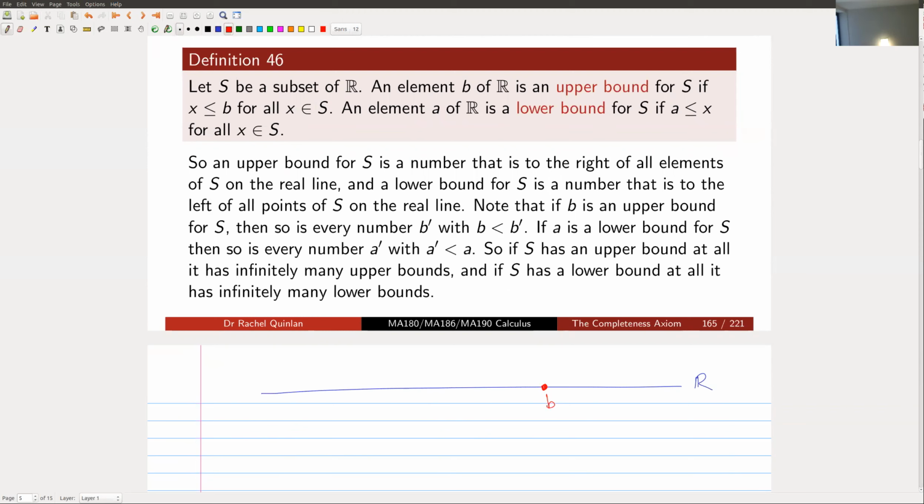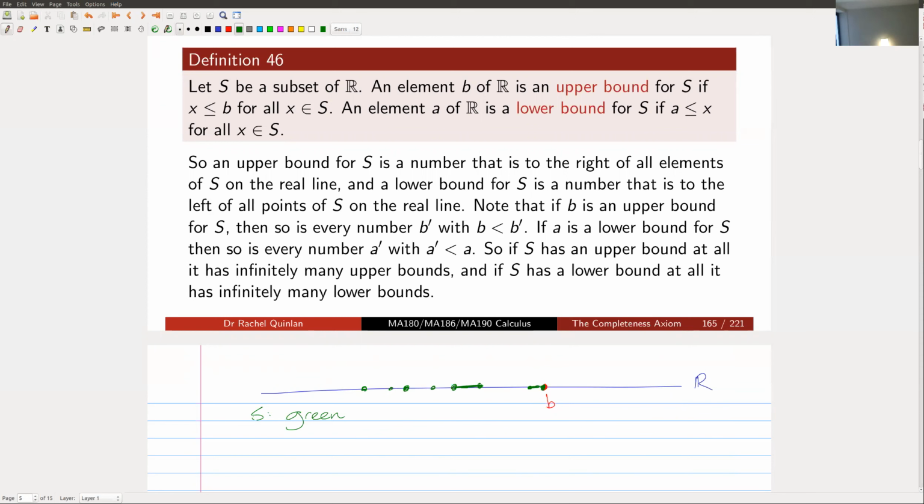So let's say the subset S consists of the points that are labeled green here. To say that an element B of R is an upper bound for S means that x is less than or equal to B for every x in S. So all the green points basically are not to the right of B.